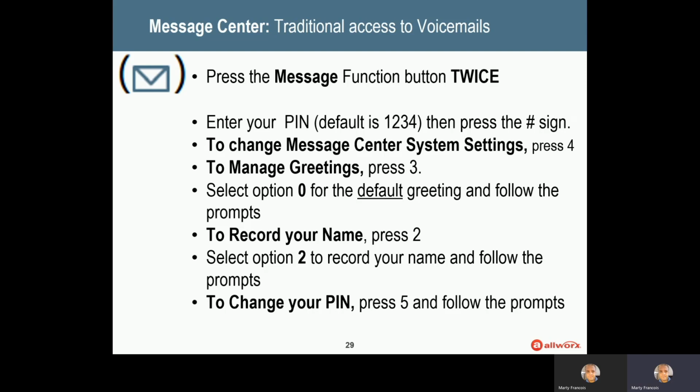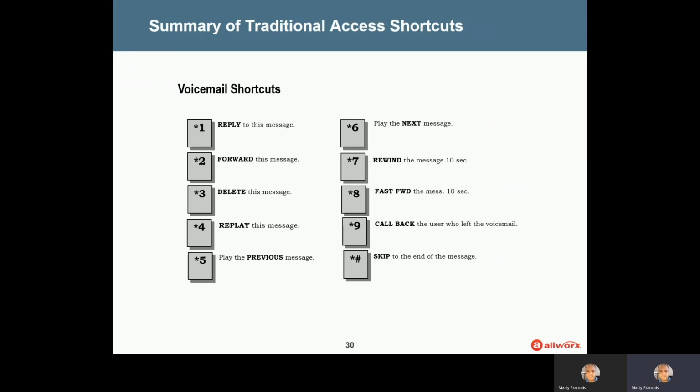So that is all I have in the message center settings, but I do want to show you this little shortcut, and this is also in your training guide. If you're doing the traditional voicemail, you have the same options. You can reply to a message to another Allworx, if it's another Allworx user. You can press *2 to forward, *3 to delete, *4 to replay, *5 to go back to the previous message, *6 plays the next message, *7 will rewind 10 seconds and allow you to keep listening to the same portion over and over so that you can maybe better hear someone's phone number, or press *8 to fast forward to the end of a message, 10 seconds at a time.